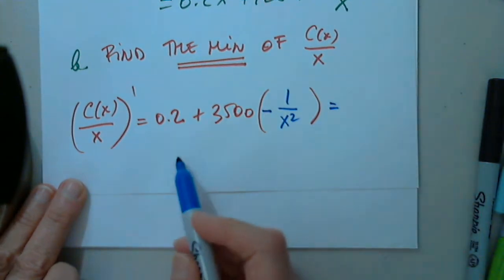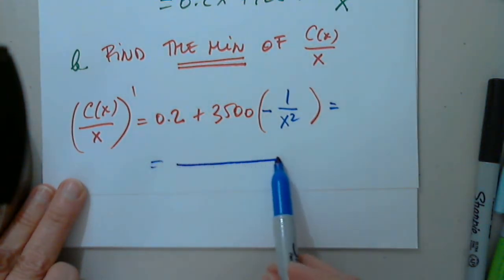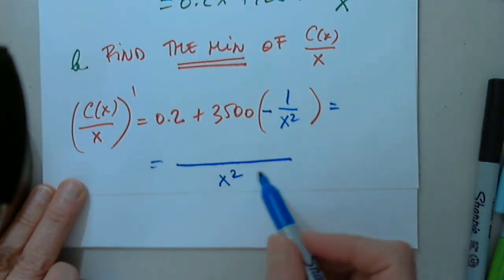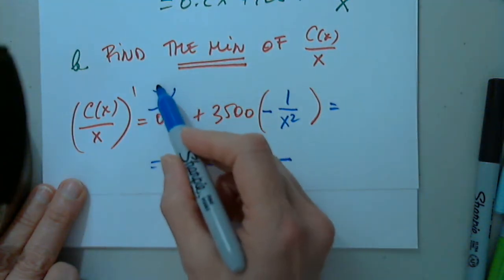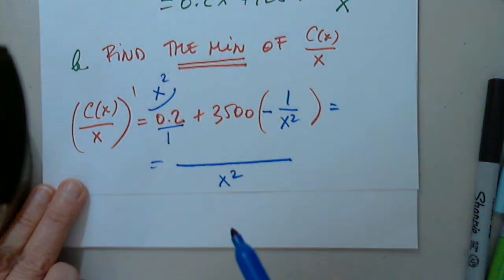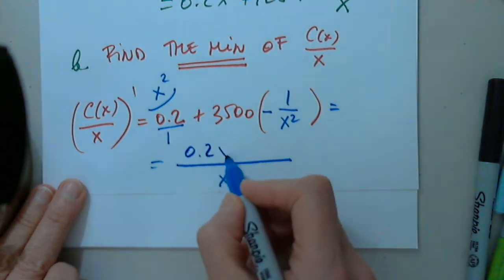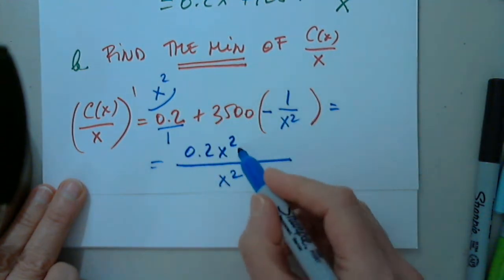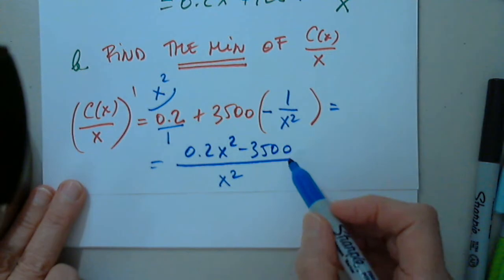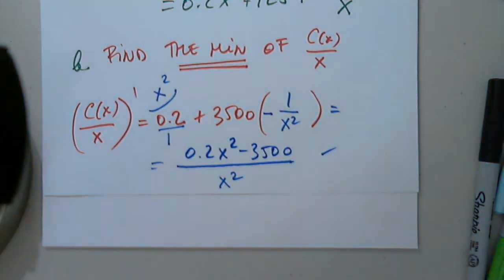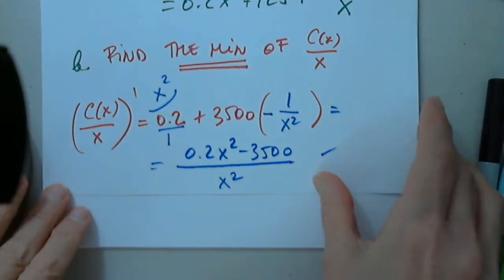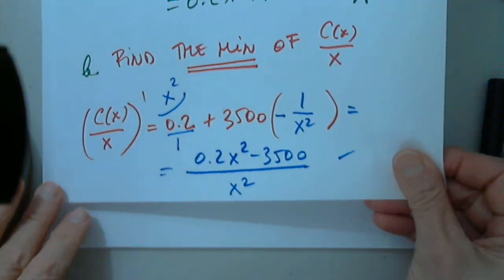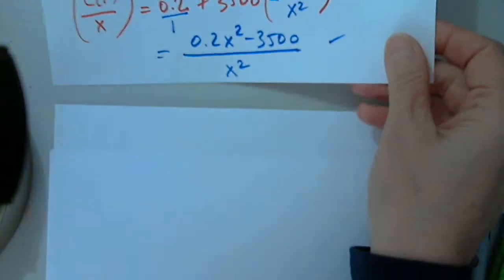Good. So now, remember, we have to find the least common denominator. Well, there is only one denominator. And I have to multiply this by x squared because it has 1 in the denominator. So I have 0.2 x squared. Don't forget minus 3500. Okay, I have the derivative. What will be my next step towards finding the maximum or minimum? We'll verify what it is. What will be my next step? Set that to 0. Awesome.